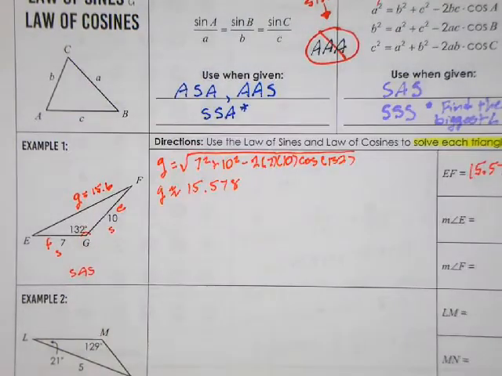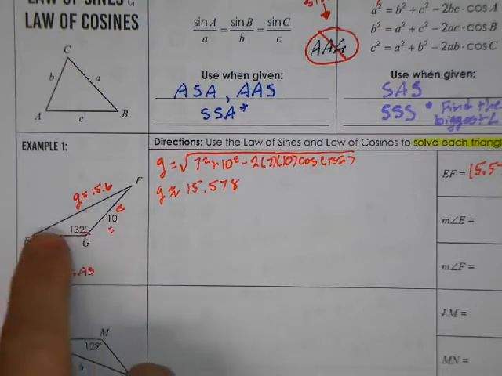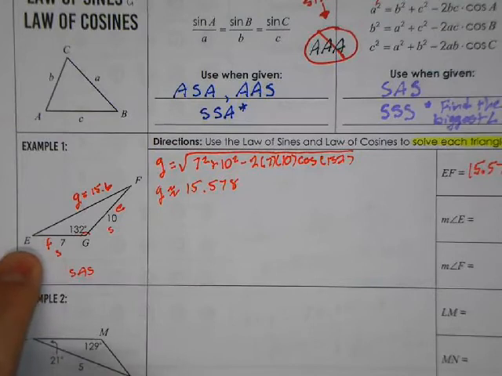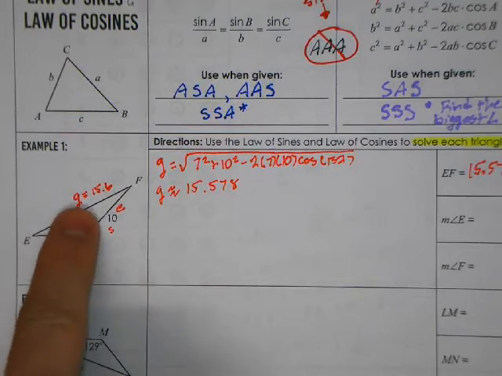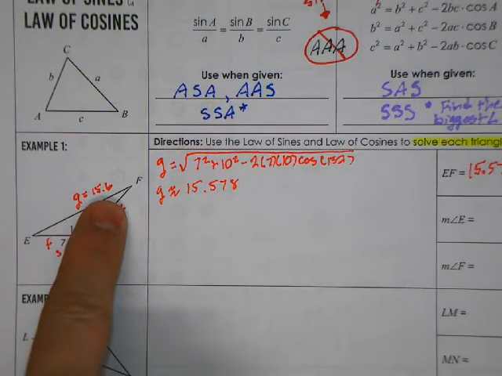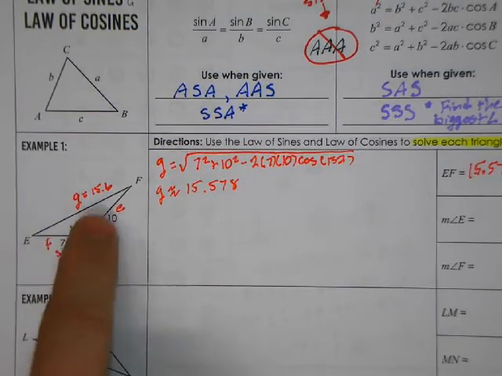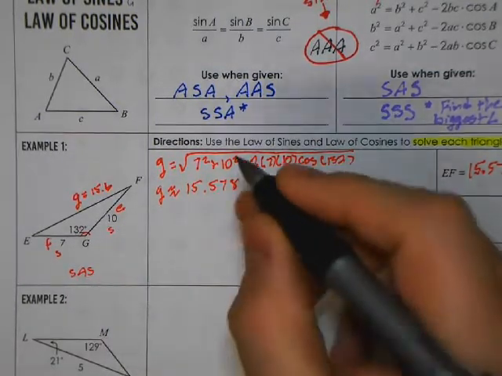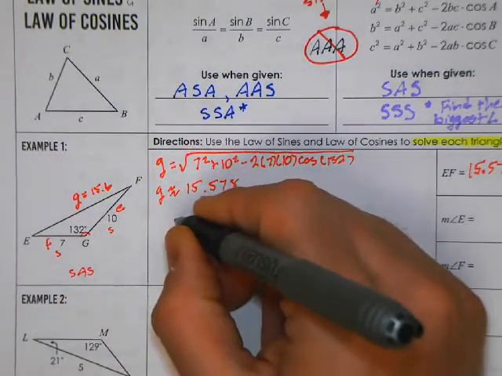Now we have the measurement of all three sides, and we're looking for the measurement of an angle. If I want to find the measurement of angle E, we know the side opposite of it, and we know this angle and the side opposite of it now. If I know a ratio of a side and an angle and another side and an angle, that means we can use the law of sines to find the measurement of angle E.